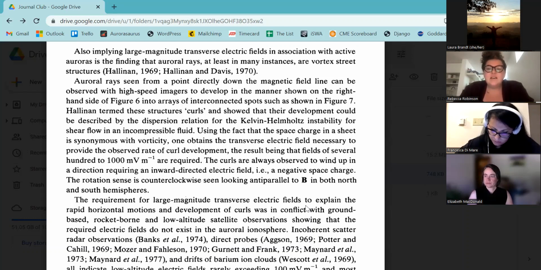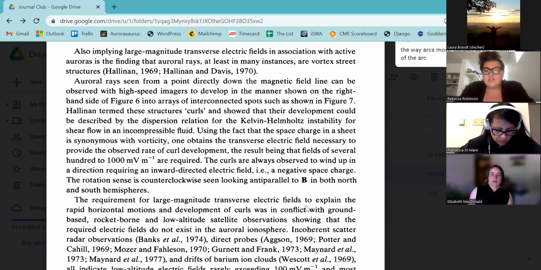Using the fact that the space charge in a sheet is synonymous with vorticity, one obtains the transverse electric field necessary to provide the observed rate of curl development. The result being that fields of several hundred to 1,000 millivolts per meter are required. The curls are always observed to wind up in a direction requiring an inward directed electric field, i.e. a negative space charge. The rotation sense is counterclockwise, seen looking anti-parallel to B in both north and south hemispheres.